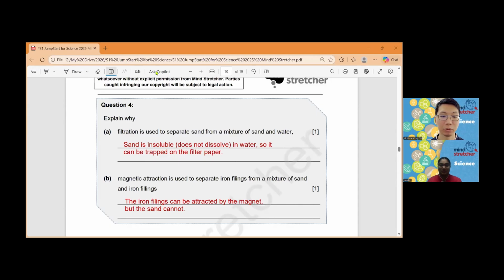Any questions? Any more questions before we move on to the physics part? Teacher Hashini, are you ready? Okay, I think I'll pass the time to Teacher Hashini to take over the part on physics. Thank you.